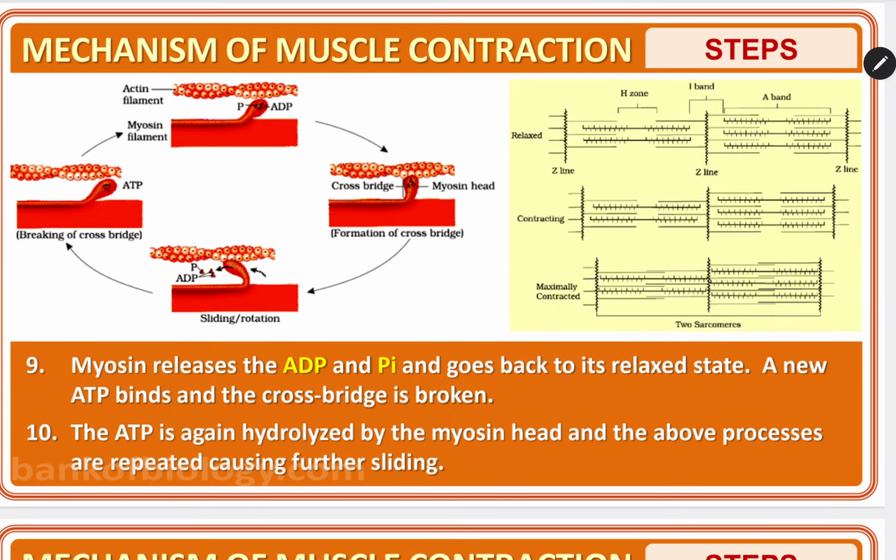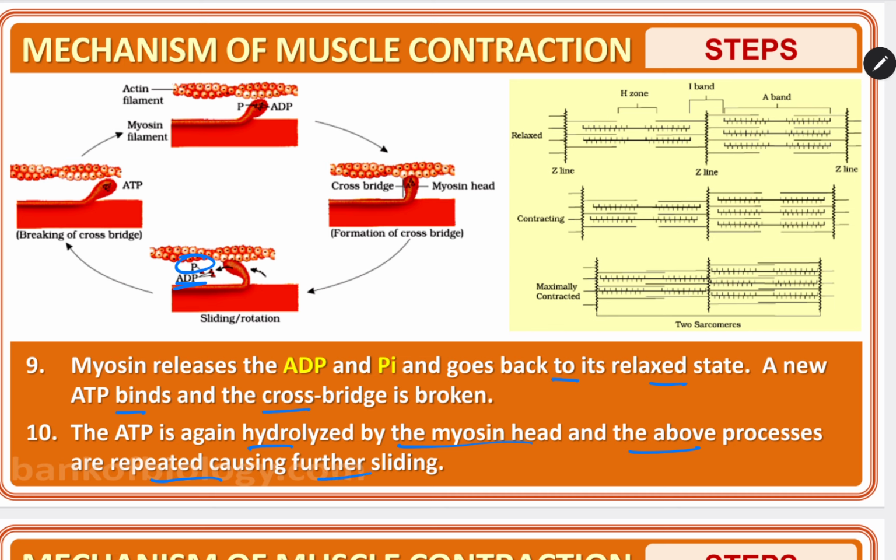Then the ninth step: myosin releases the ADP and inorganic phosphate and goes back to the relaxed state. A new ATP binds and the cross bridge is broken. Here you can see myosin release the ADP. The ATP is again hydrolyzed by the myosin head and the above process is repeated, causing further sliding.